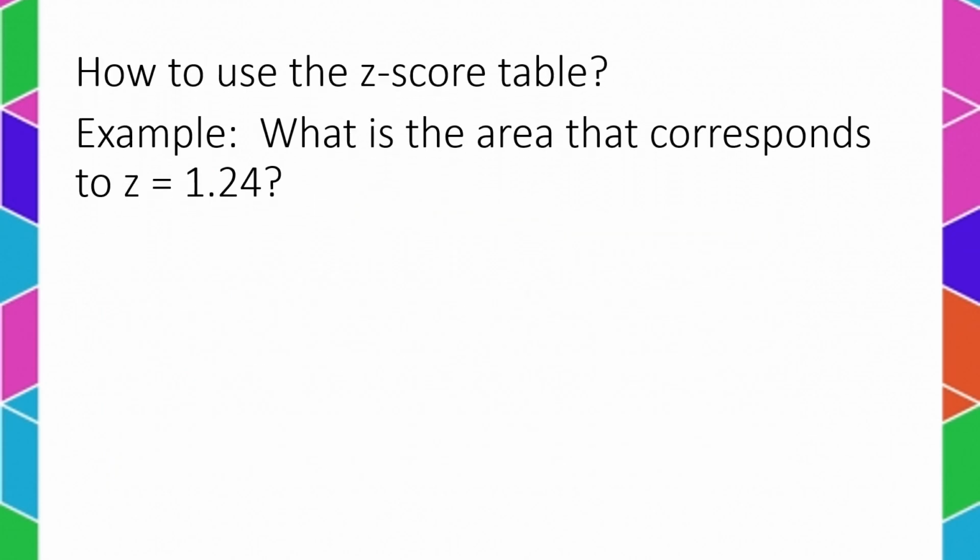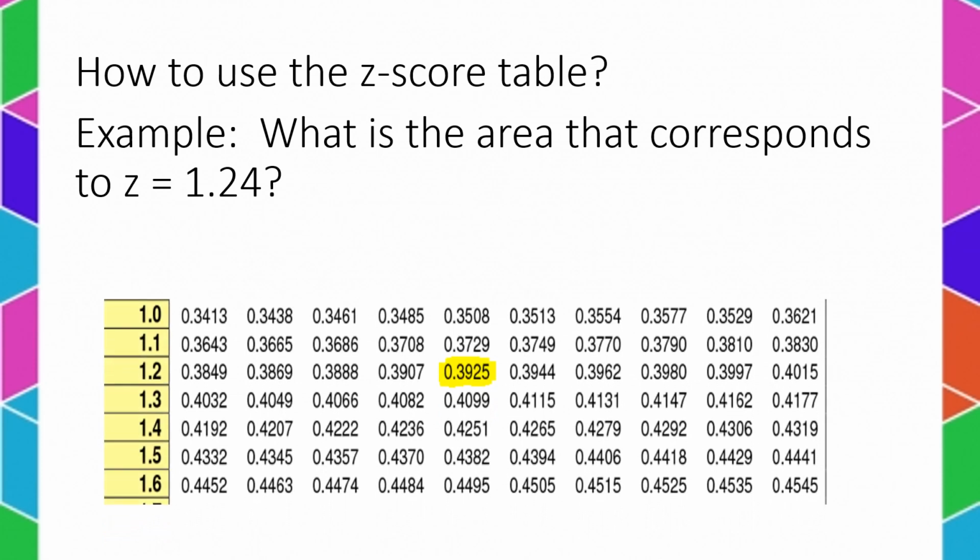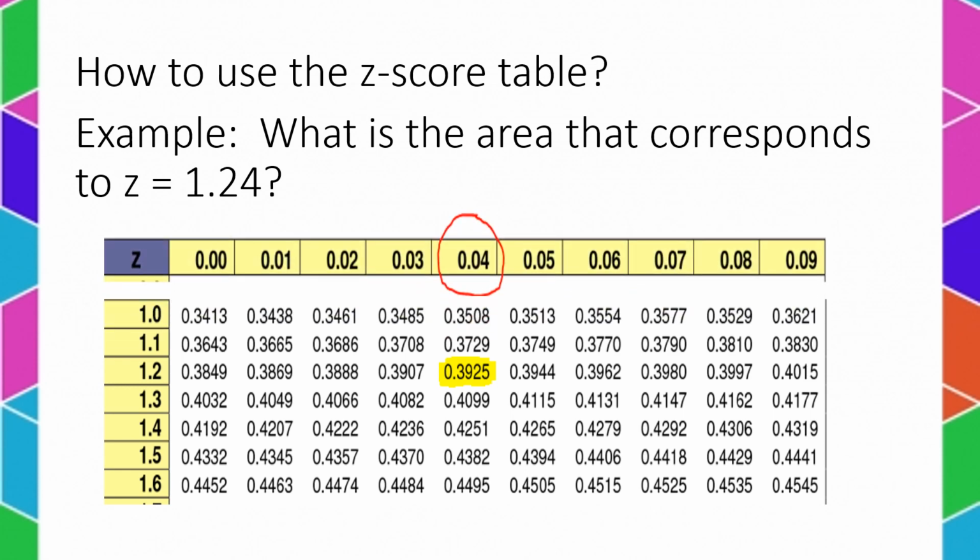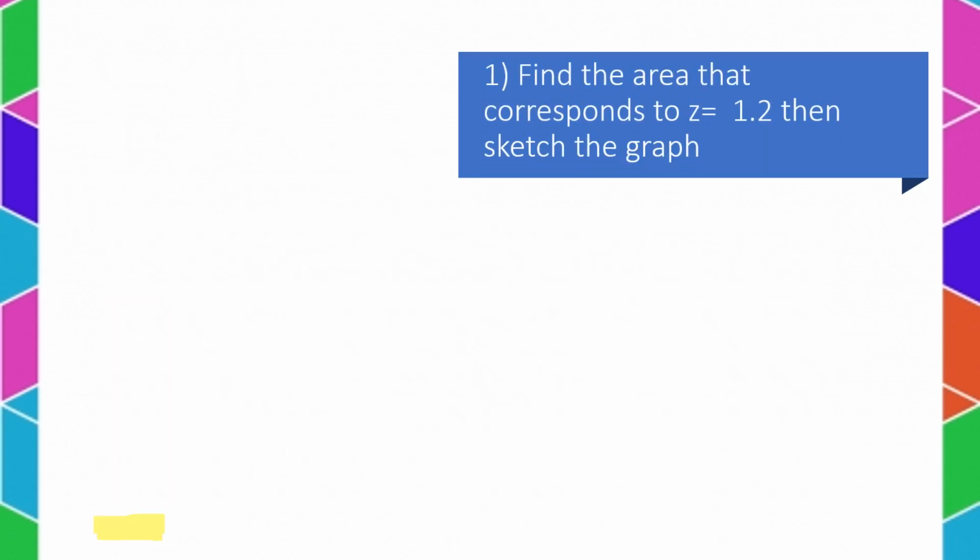For our last example, what is the area that corresponds to z equals 1.24? So, saan natin siya hahanapin? So, hahanapin natin siya sa 1.2. And then, what is the hundredths place? So, sa taas, ang hundredths place is 0.04. So, from 1.2 papunta sa 0.04, ang value na hinahanap natin is 0.3925. Ayan, kung malinaw na ang paggamit ng table, let us now graph.